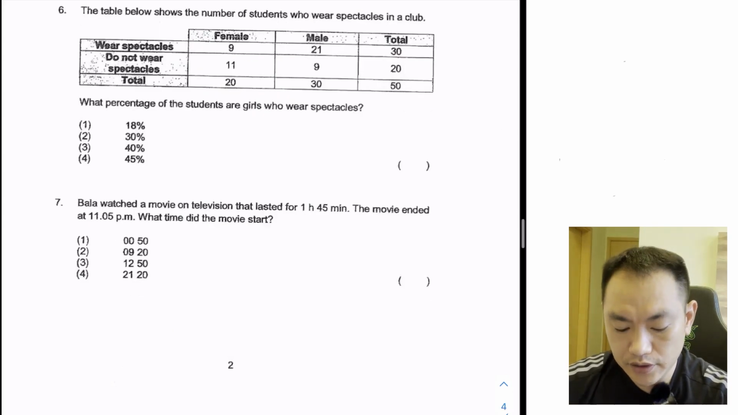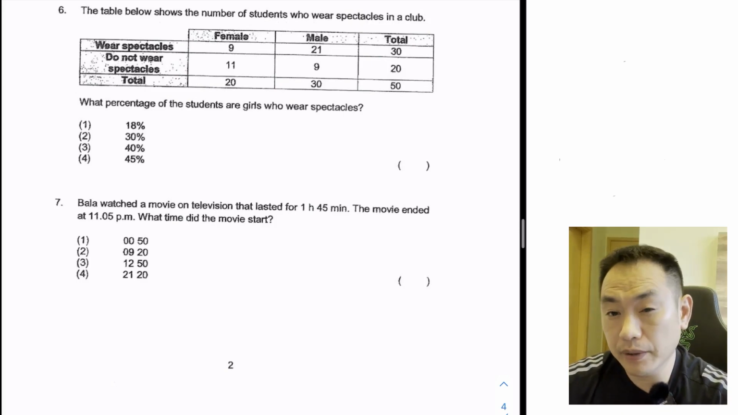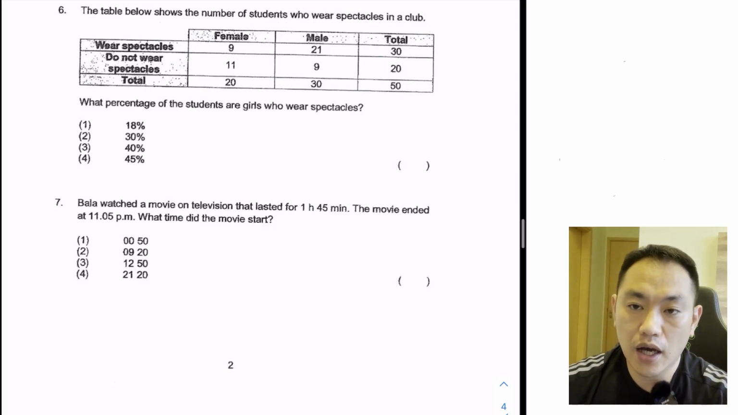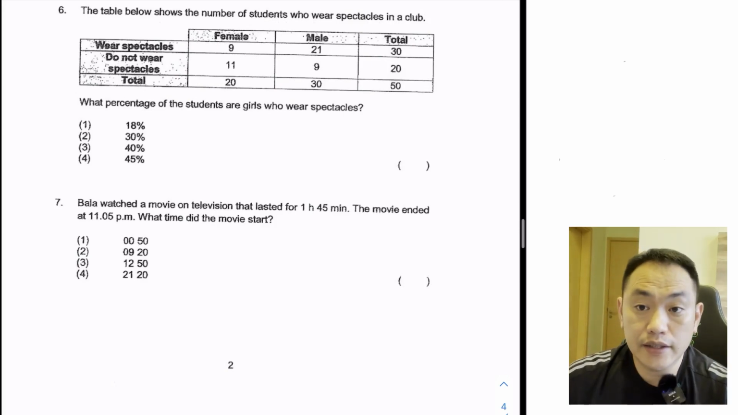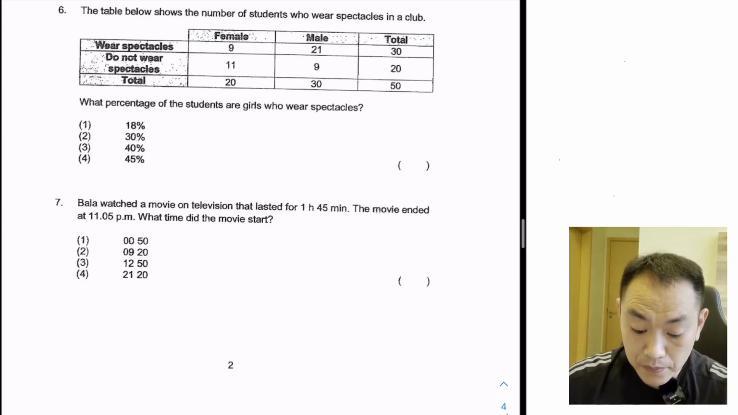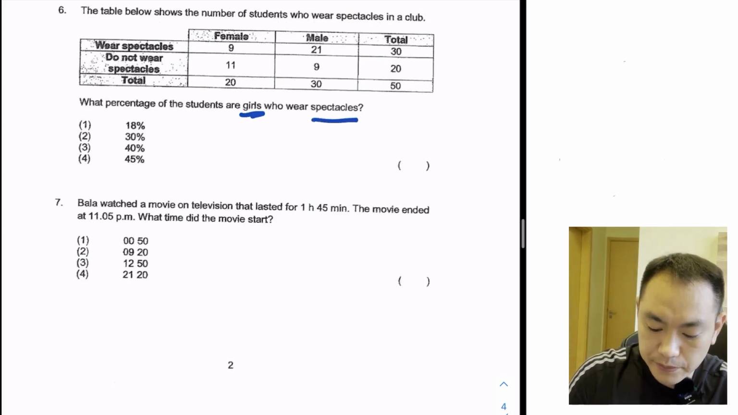Question number 6. The table below shows the number of students who wear spectacles in the club. Okay, so basically you have a table. This is about how to read the table and then extract the information. So on the left-hand side, there are the students who wear spectacles, the students who do not wear spectacles, and also total. And then vertically we have female, male, and also total. Okay, let's have a look at what the question is asking for. So what's the percentage of students who are girls and also wear spectacles?